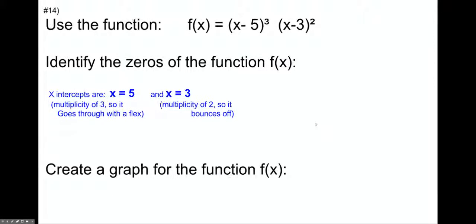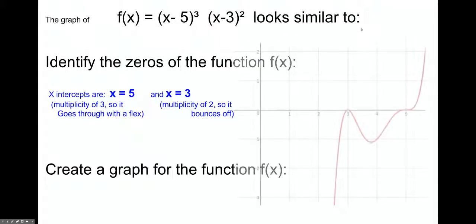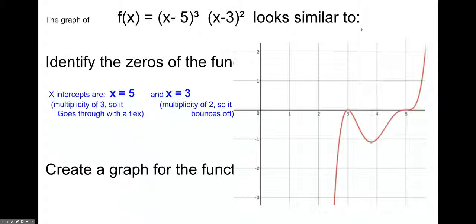It's going to start down here. It's going to work its way up. Let's see what it looks like. Here's a picture that looks similar to it. So again, what I'm looking for is that it bounced off at the 3 because it had a multiplicity of 2. It didn't go through. It bounced off. And then it had a flex at the 5. It had a flex and it went through. So this is what the picture could look like. Okay. All right, moving on.